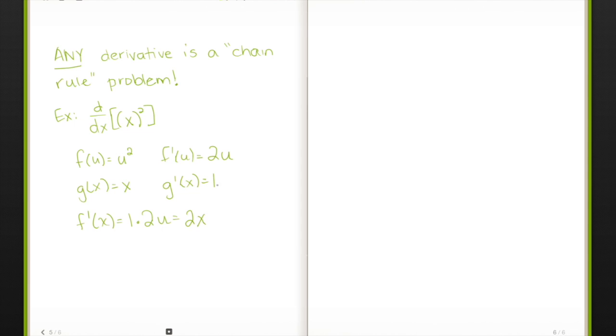We get 1 times 2 times u. U is that g of x, which is x. So our derivative is 2x. Now, we also know the power rule is a great way to solve this, and a very easy way to solve this. But this just goes to show that really any problem can be written as a chain rule problem. I don't expect that you're going to write it out like a chain rule problem every time. The power rule is much faster and easier for this. But this is just a good way to look at this idea that any derivative can be seen as a chain rule problem.